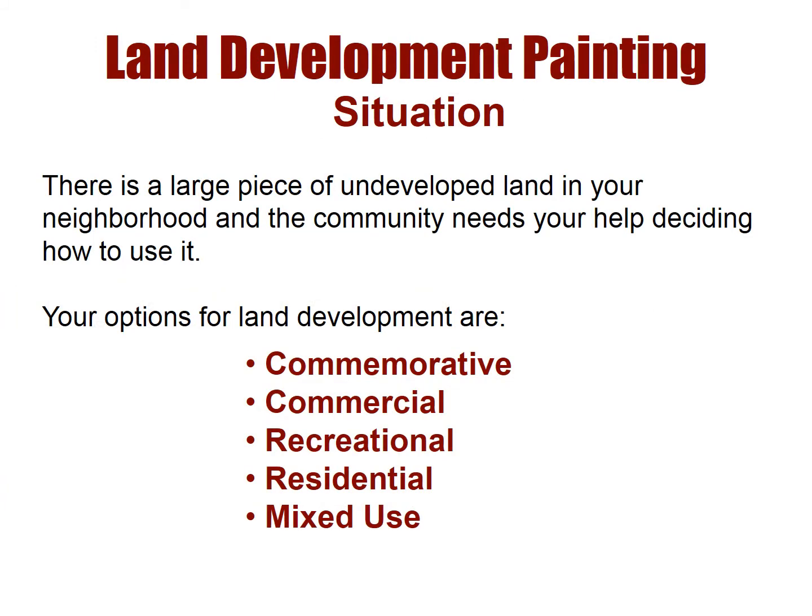When introducing the lesson, present the situation, which is a real-world scenario that connects to what students know about their own community. In this situation, there's undeveloped land in the student's neighborhood, and the community needs their help in deciding how to use it. 5 options are presented: commemorative, commercial, recreational, residential, or mixed use. Tell students they'll analyze some images to help them to describe what those terms mean.